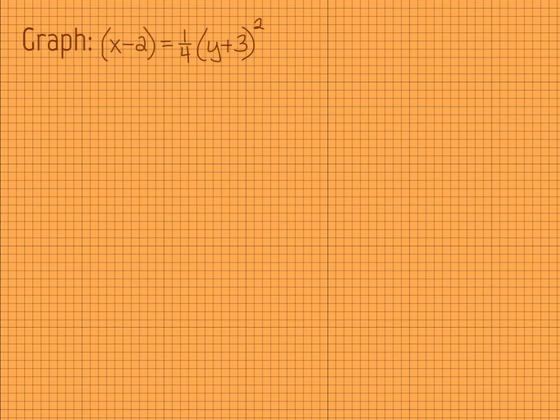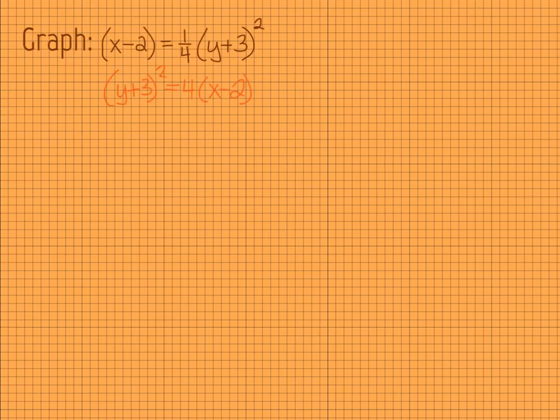All right, are you ready for the next example? Now we're going to graph x minus 2 equals 1/4, and then y plus 3 all squared. And I keep doing this to you guys. I keep not having the squared part by itself, just to make sure you realize that sometimes it will be already given to you in standard form and sometimes it won't. So let's make sure we rewrite this in the proper format.